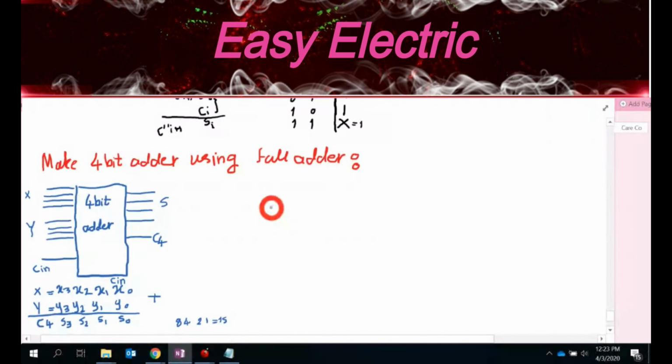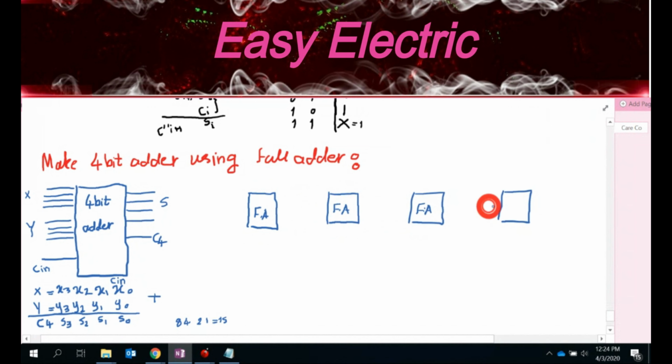So that means I have 4 full adders. This is actually the one. This is a full adder. So this is another full adder. This is another full adder. This is another full adder, because we started with the half adder, right? We made the full adder. So right now we know how you could make a full adder. Right now we want to combine 4 full adders and be able to do this.